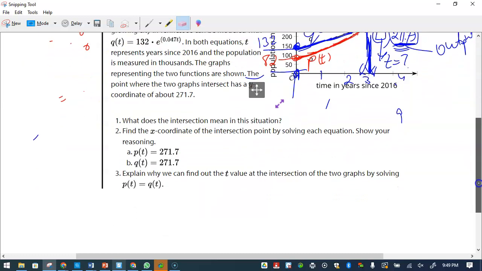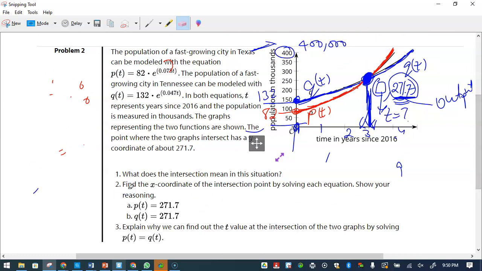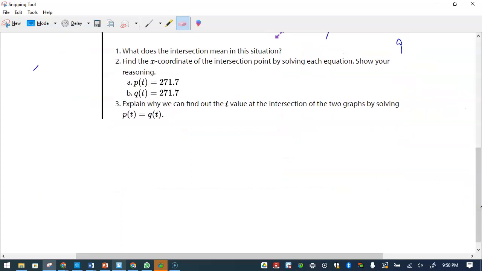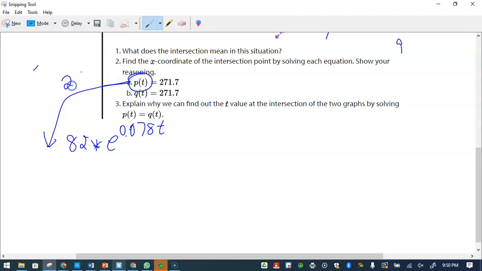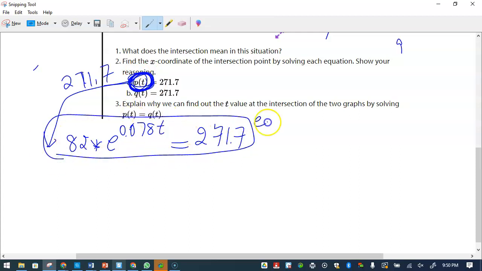So there are two parts here, and I want you to write in each case. So let's go back straight away and put an arrow to show the first one I want to do. So PT is given to you: PT was modeled by 82 times e raised to 0.078t, and this time the PT is 271.7. So that's what you have to set equal. So this is the output. If you want to know when this population is going to be 271.7, this is the setup. This is the equation. This is where you set up.